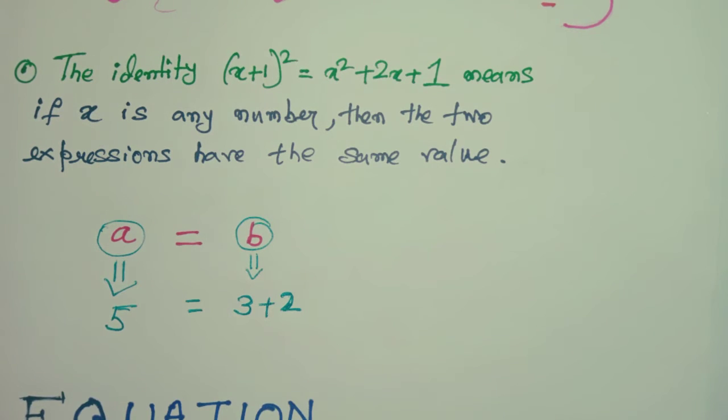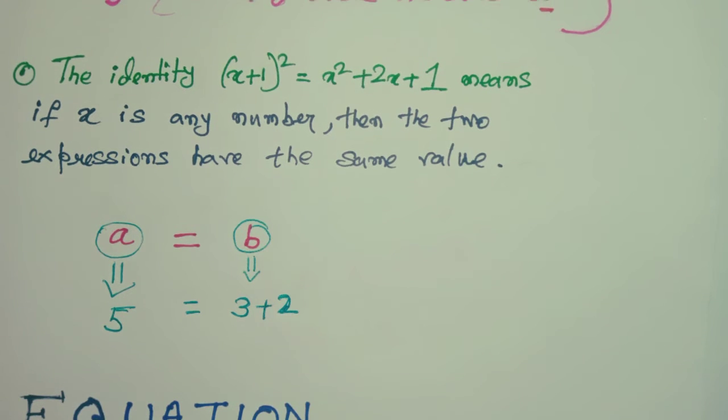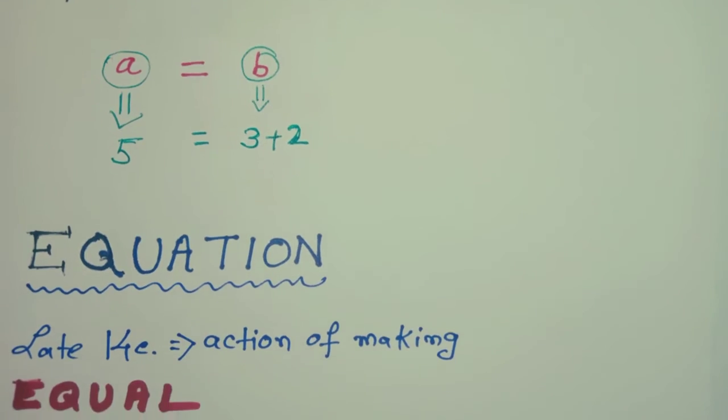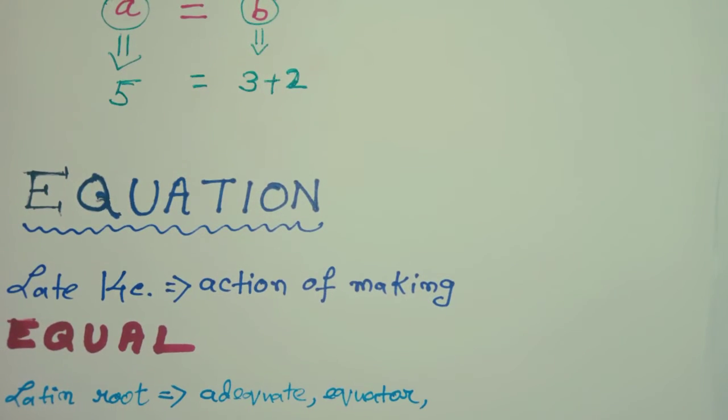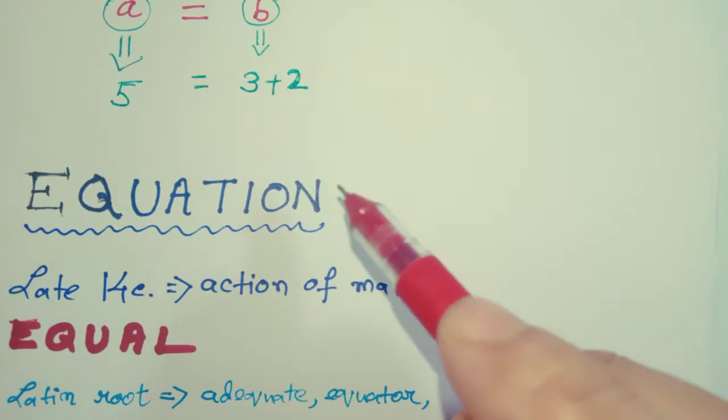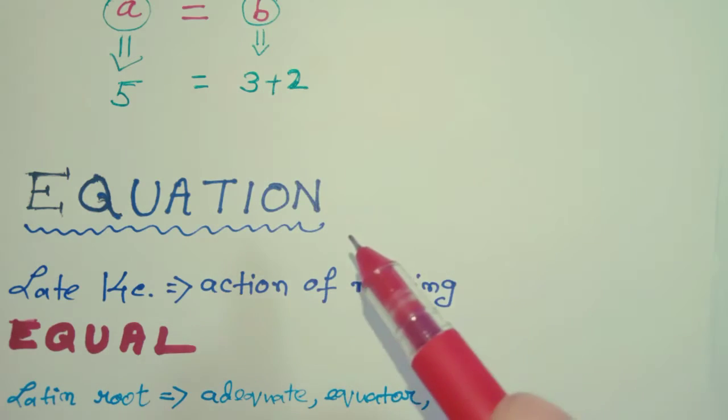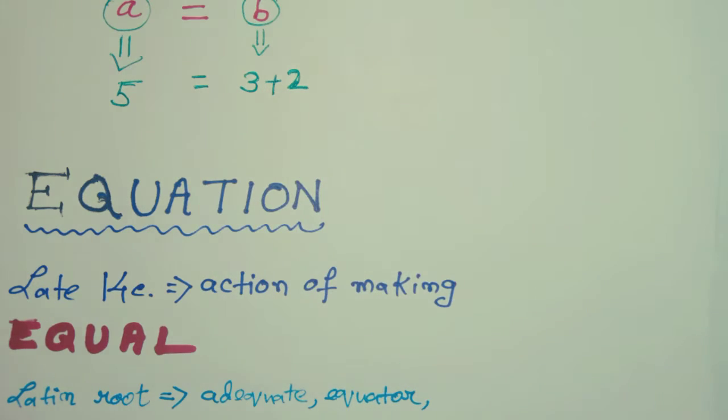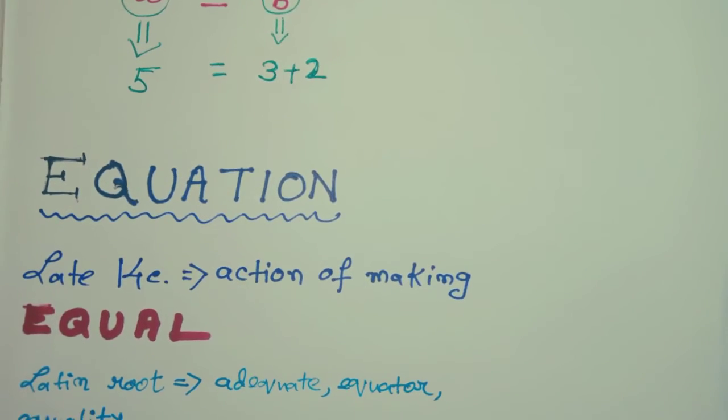It is a good concept, a good thing which I think you should learn. And from here we also come to the equation. Once equality comes into play, obviously equation comes into play. The word equation dates from the late 14th century. It means action of making. It is a kind of an action of making.